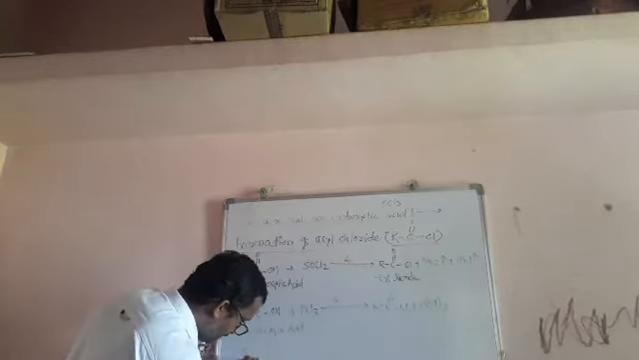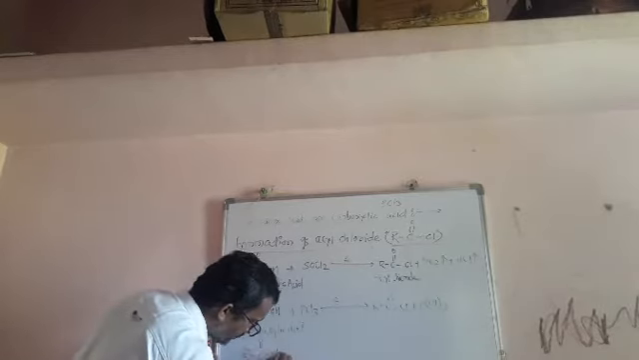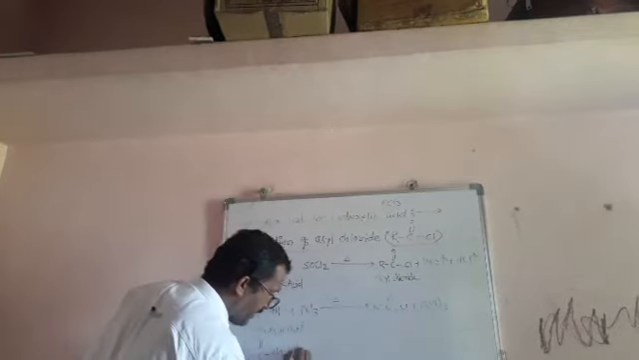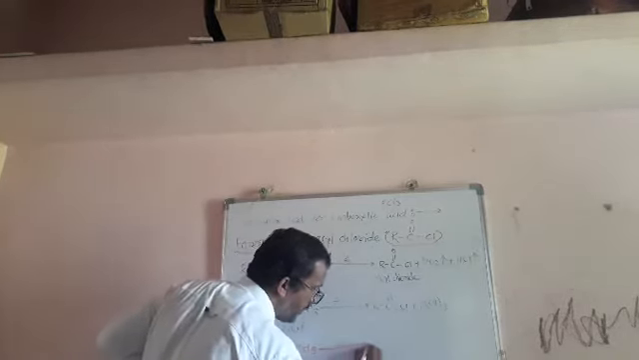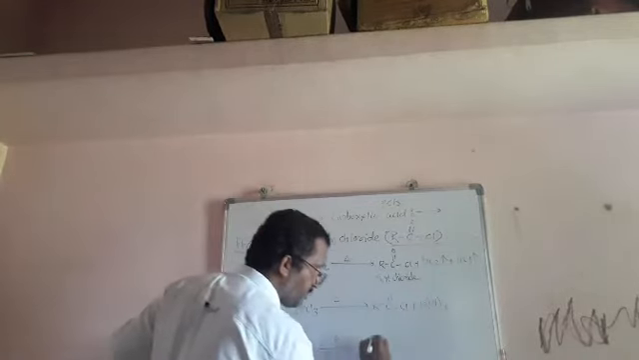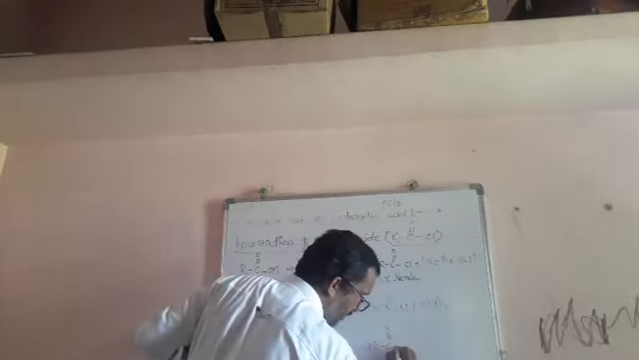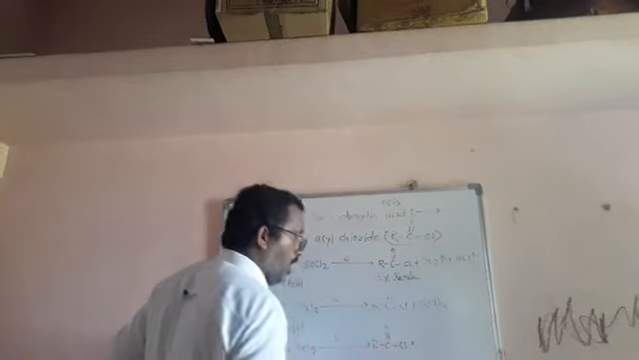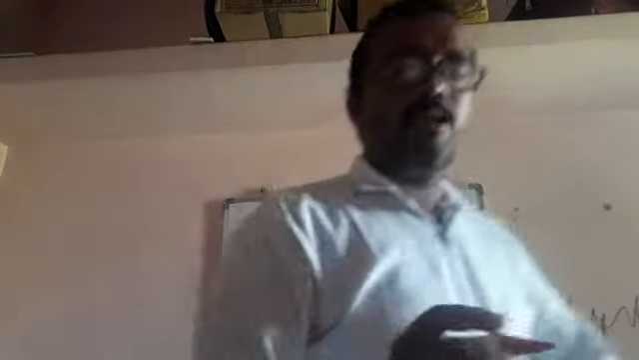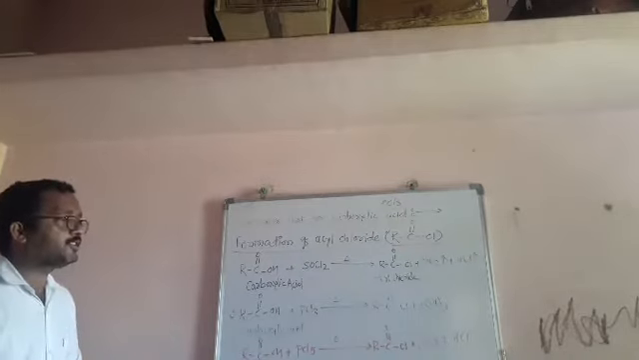That is RCOOH. The carboxylic acid is heated with phosphorus pentachloride to give the corresponding acyl chloride, RCOCl, along with the formation of PCl3 and HCl. This is the formation of acyl chloride from the carboxylic acid.